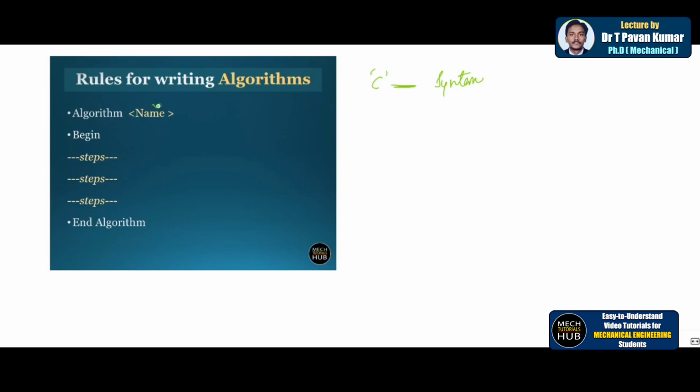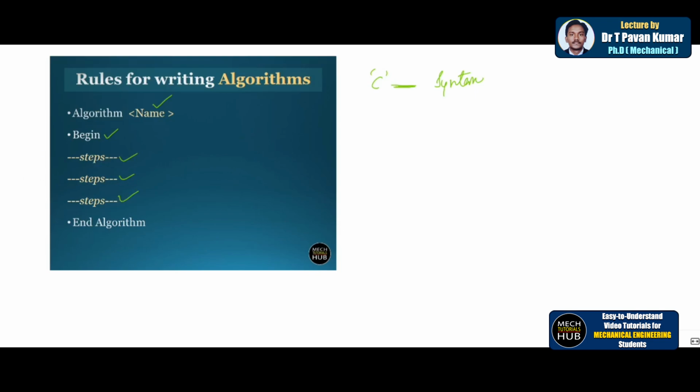Algorithm: whatever algorithm you are going to write, the name should be given. Again, it all depends on the perception of a person, the way you think, and what type of program or algorithm you want to write. Based upon that, you have to give a proper name, and begin the statements. Step 1, step 2, step 3, step 4. There might be 10 steps, there might be 8 steps to complete the same output. These are the different steps that need to be followed, and how they need to be followed, I'll try to give you clarity upon.